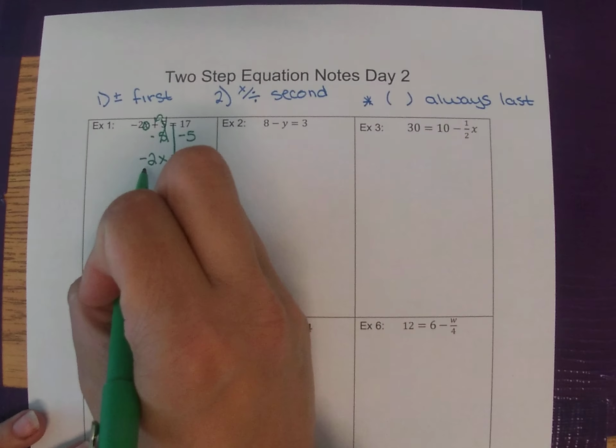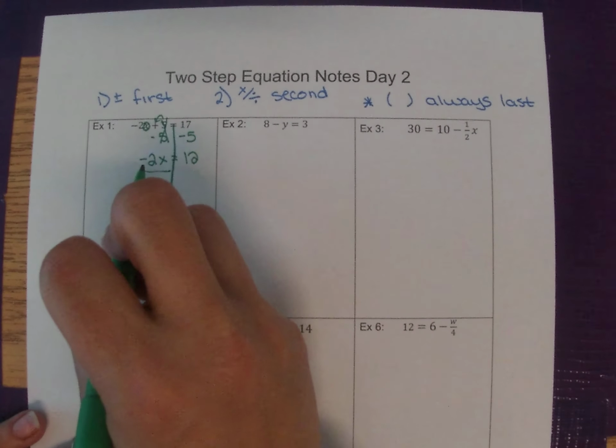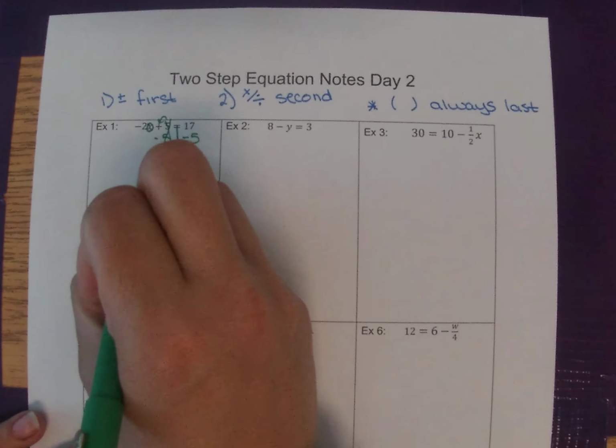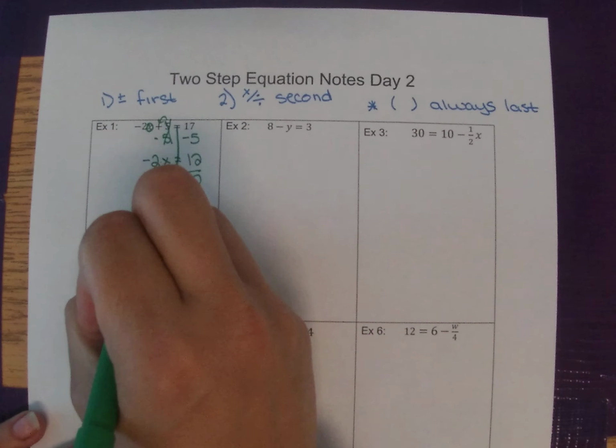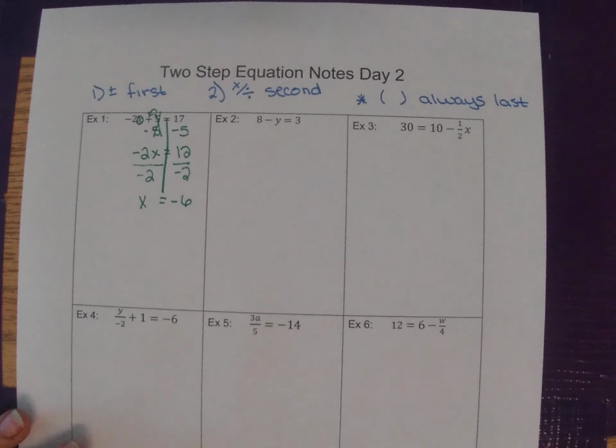All right, my next step is going to be to undo multiplication or division. So this says negative 2 times x. I undo multiplication with division. So x will equal negative 6.